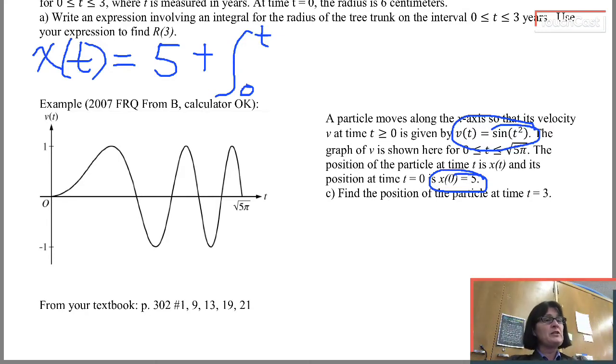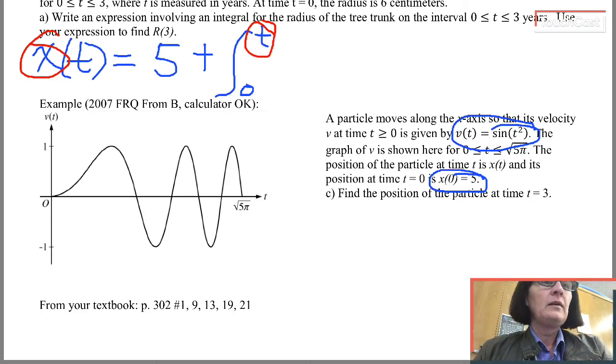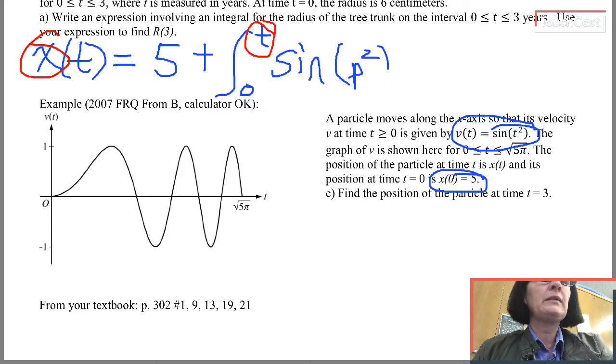My integrand is supposed to be the derivative that I want. So here's my integrand. The derivative I want is sine of t squared. The only rule is I can't write it with the letter t, because t is already my upper limit. I can't write it with an x, because x is already the name of my function. So I'm going to write sine of p squared dp.